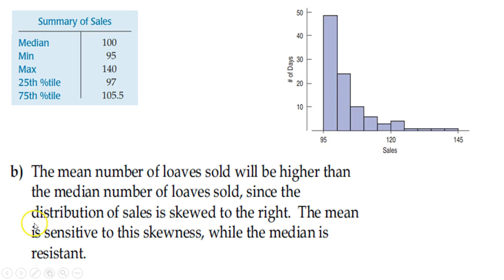Then it says for part B, the mean number of loaves sold will be higher, definitely, because we're pulling it down, right? Does that make sense? That's pulling it down.